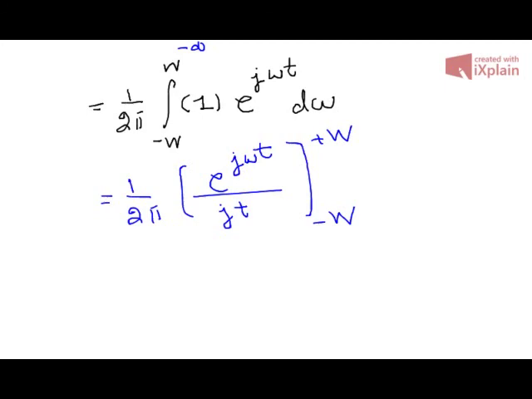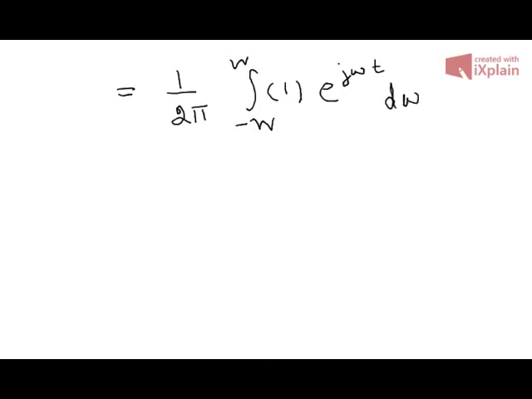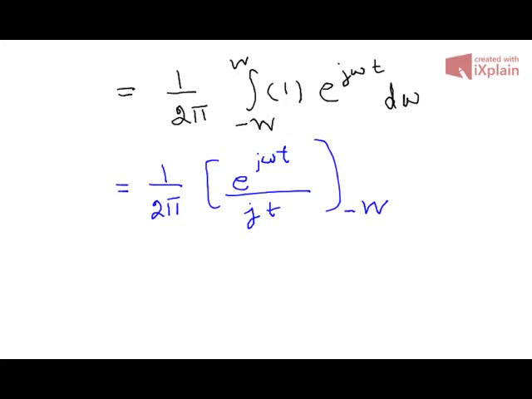T can be taken as constant here. Now keeping in mind that the integral, let me rewrite it, 1 over 2 pi, and we have to integrate our signal from minus W to W. Our X of j omega is unity, e raised to power j omega t d omega, right? And this can be rewritten as 1 over 2 pi, and the integral will be e raised to the power j omega t over j t. Keep this in mind, variable is omega, t is taken as constant in this expression, right?